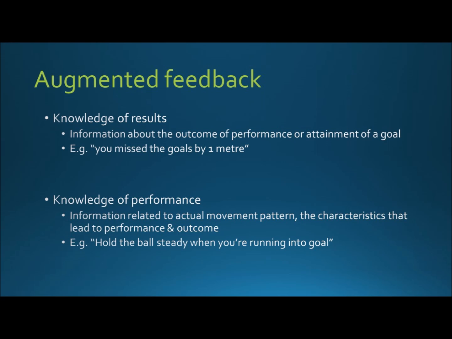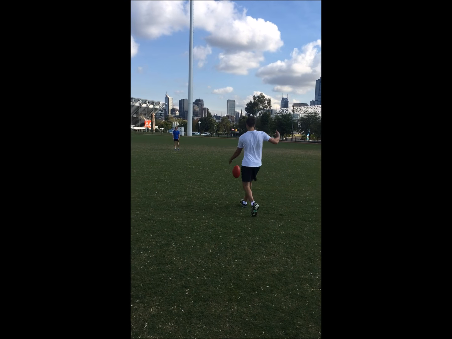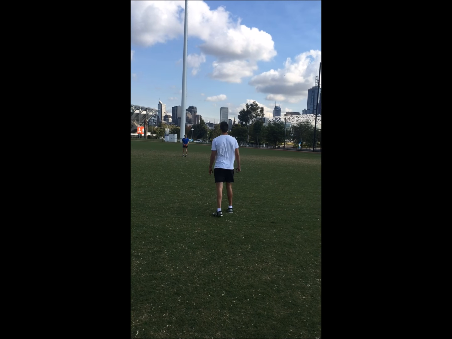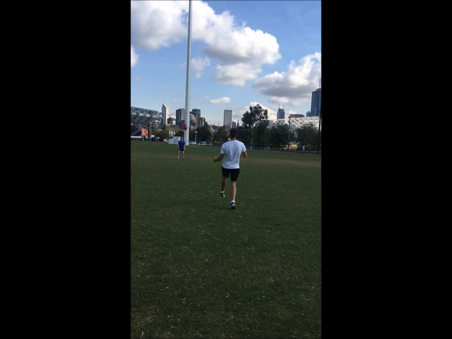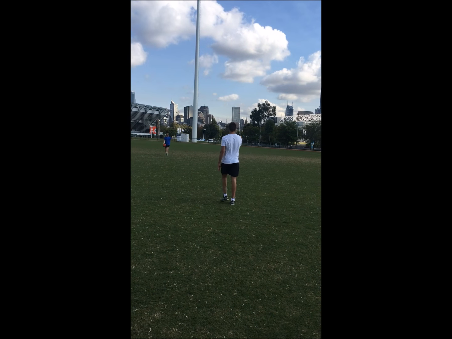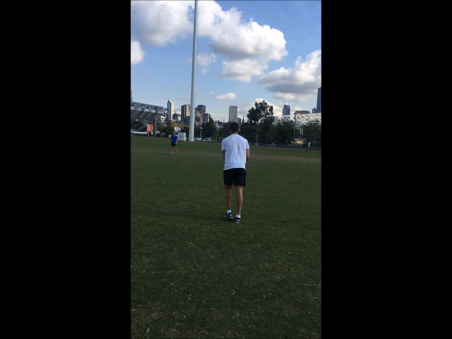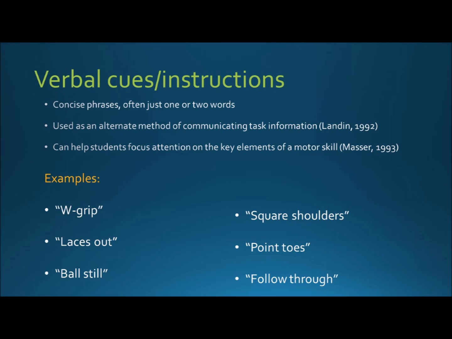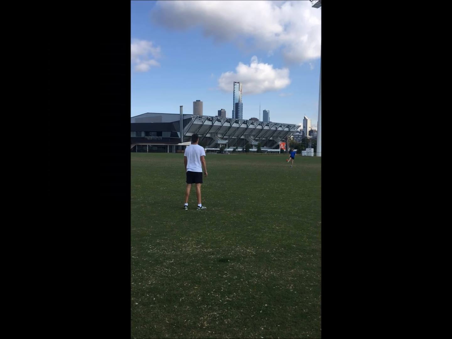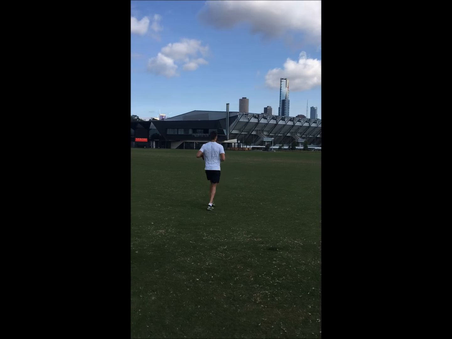Augmented feedback should be provided regularly over the first 2 weeks of the program, making sure any errors in the learner's technique are being corrected. This is called knowledge of performance, which focuses more on the performance of the skill rather than the result. The learner should also be making an effort to learn the verbal cues associated with the skill. These are short, concise phrases that focus the learner's attention towards the key aspects of the skill.